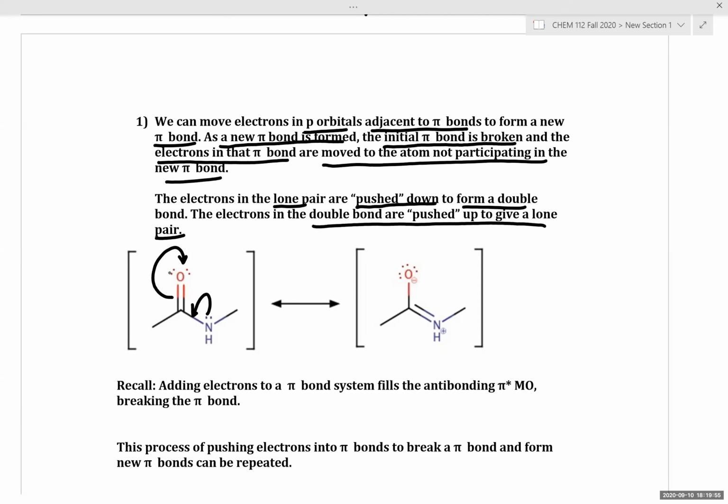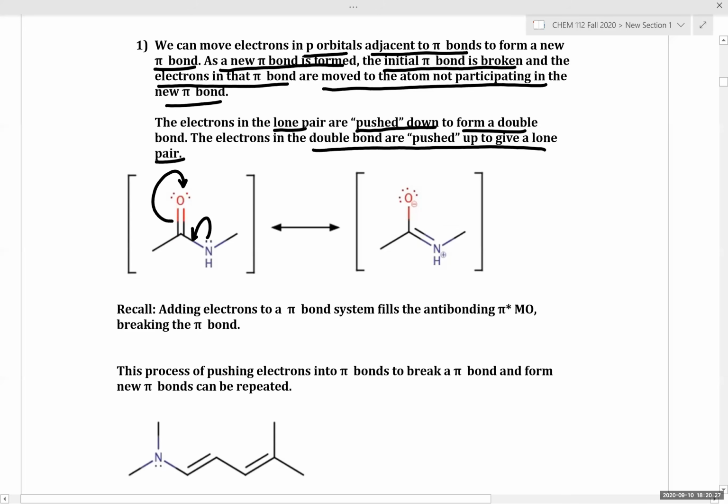So in general, when you push your electrons to draw resonance structures, they should move from one atom to an ending atom. Your electron arrow pushing notation should in general go in one direction. Does everyone see how we're essentially pushing electron density from nitrogen into our double bond and then up to our oxygen? Does that make sense? Yeah. Okay, and the reason why this works is that adding electrons to a pi bond or a pi bonding system will fill the anti-bonding pi star molecular orbital and break your pi bond.